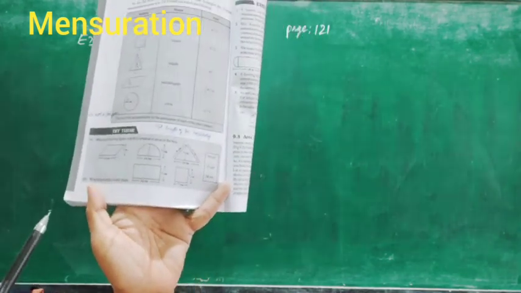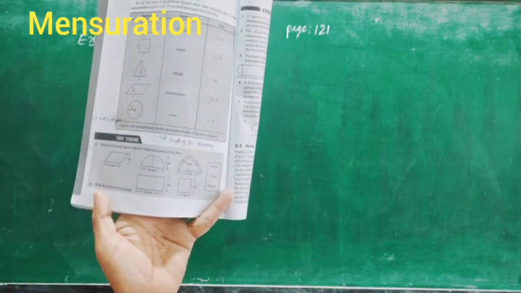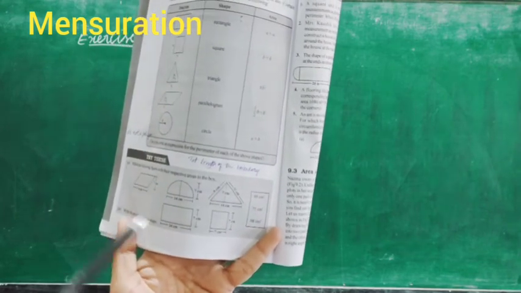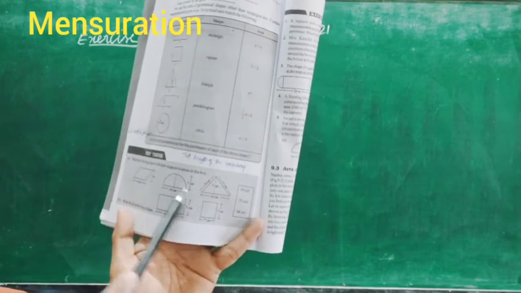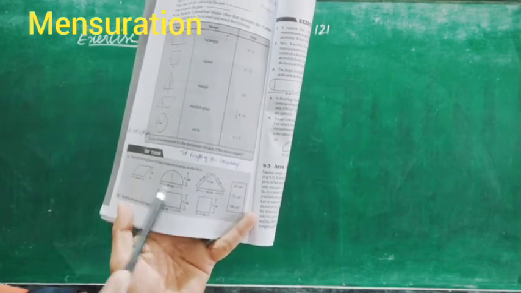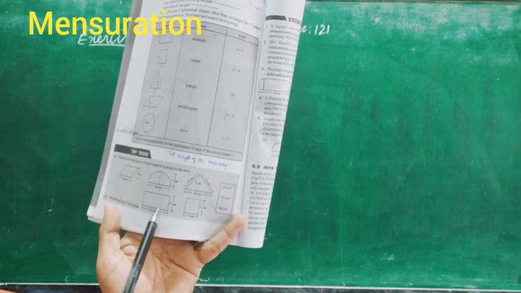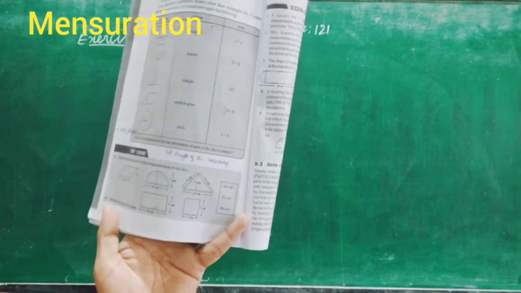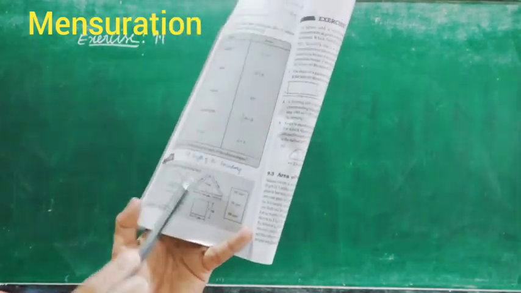And also the second question is given. Write the perimeter of each shape. Students, you know what the perimeter is? Perimeter means the boundary of this figure. The total length of these sides is nothing but the perimeter. So you can find the perimeter also. In that way you can try these two problems.